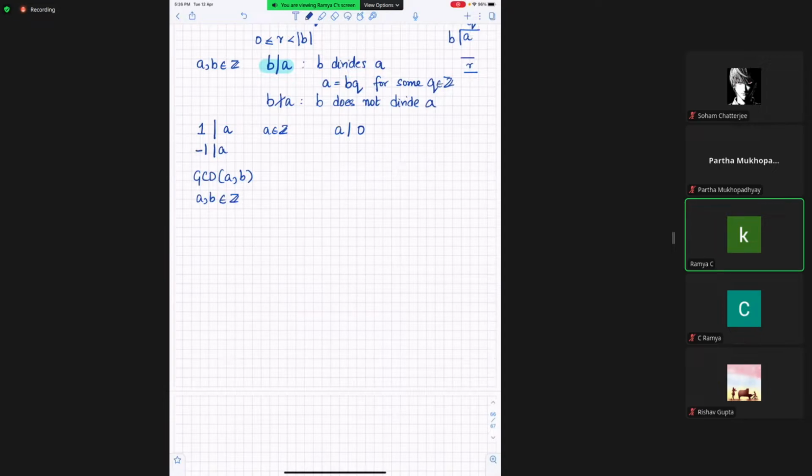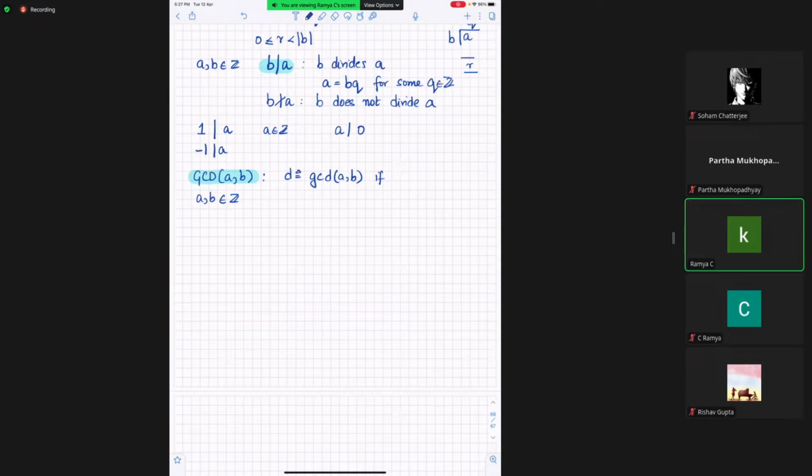So now can someone define the GCD of integers? How would you define the GCD formally, with this notation? When you say a number D is the GCD of A and B, it's a divisor of A and B if, how would you define this? Ma'am, first of all, D divides both A and B. And if any other number divides both A and B, then it also divides D.